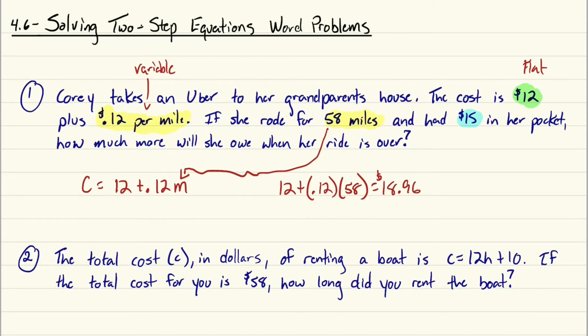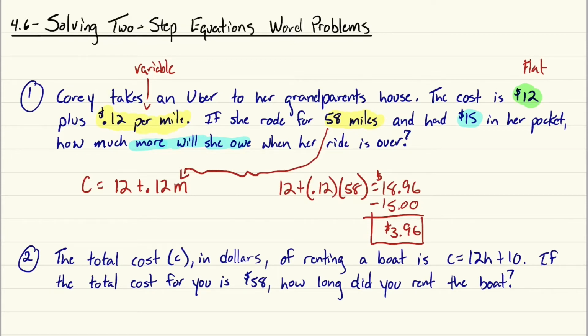But then we get to this blue part, and it says she had $15 in her pocket, right? We don't need to know how much the whole trip cost. We just need to know how much more will she owe. That's what I need to know. So, if the trip cost $18.96 and she had $15 in her pocket, she would only owe an additional $3.96. So, by taking that problem and breaking it down, building off what we did in the last section, we can get to our answer.